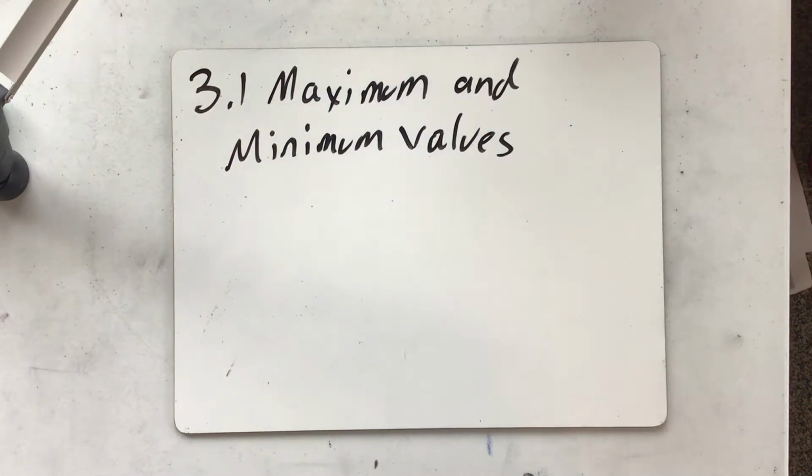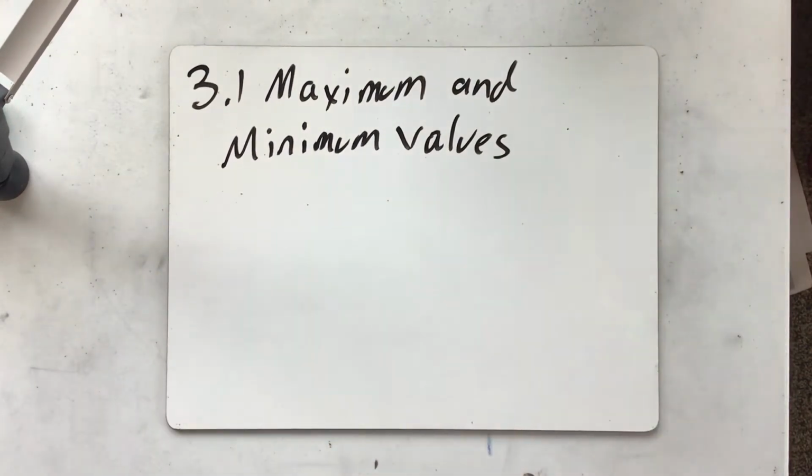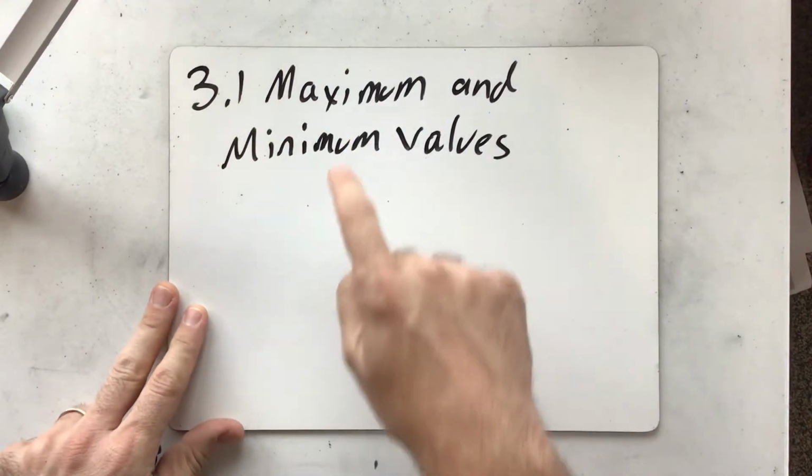It's time for chapter 3, and in chapter 3 we're going to look at all the things we can do with derivatives. And for the most part, these sections will all revolve around maximum and minimum values.